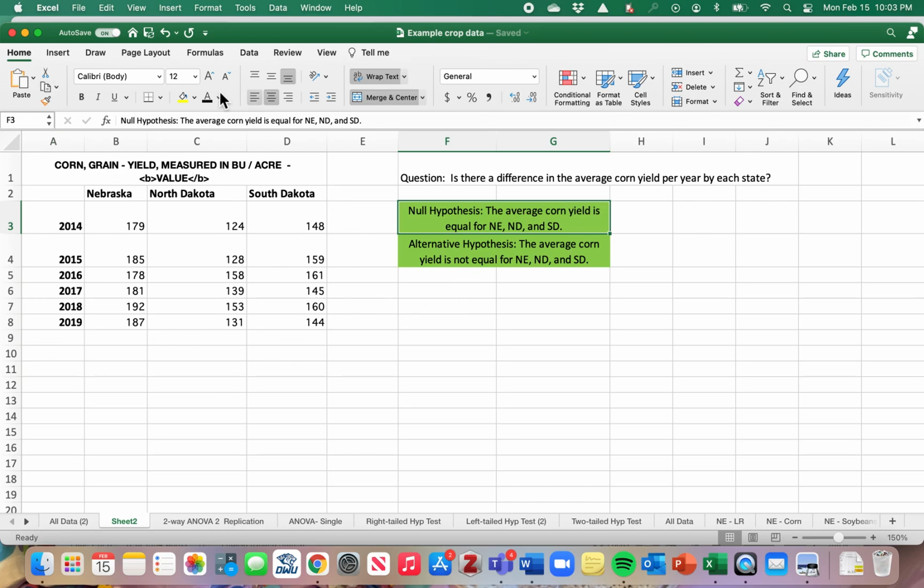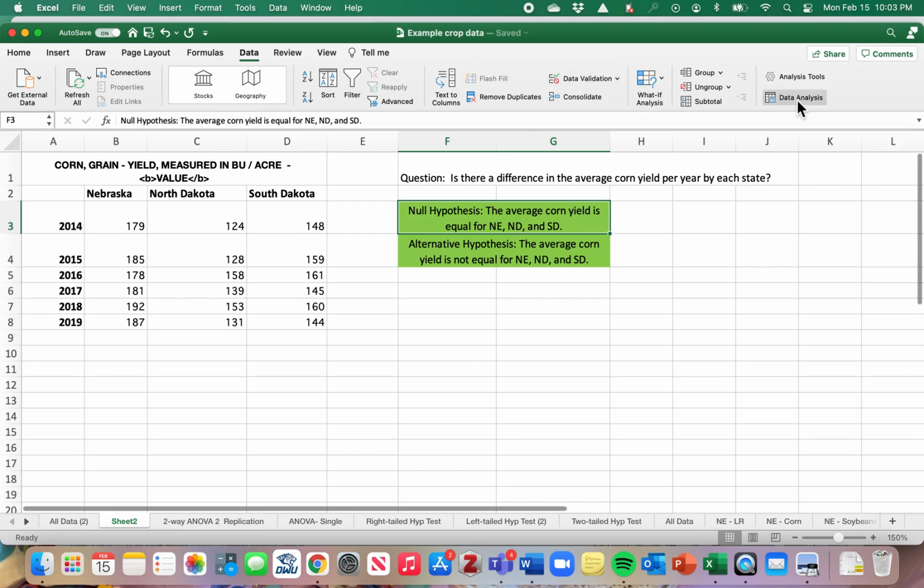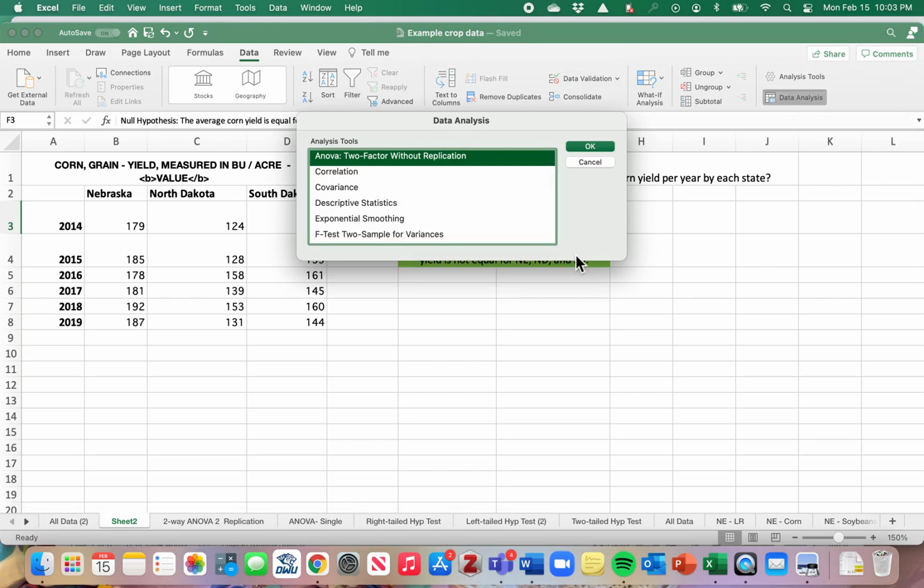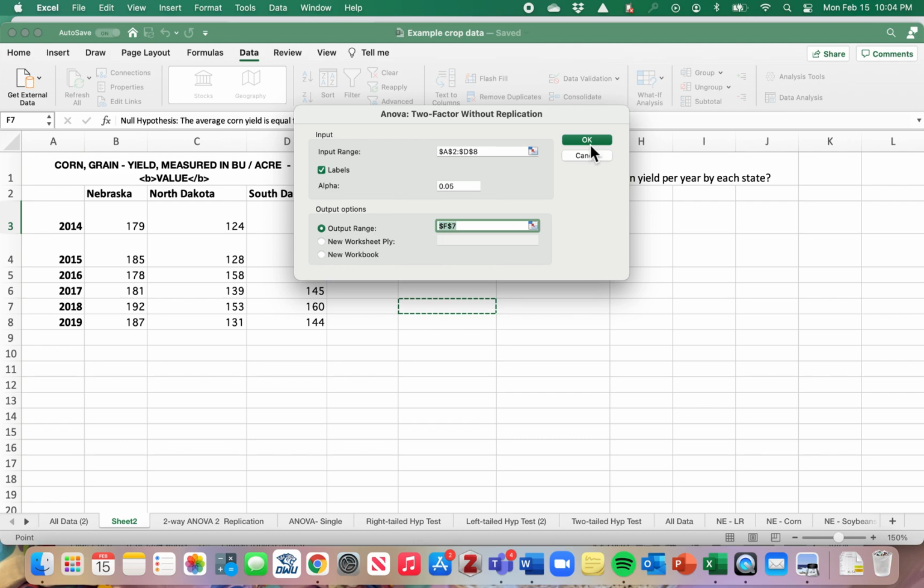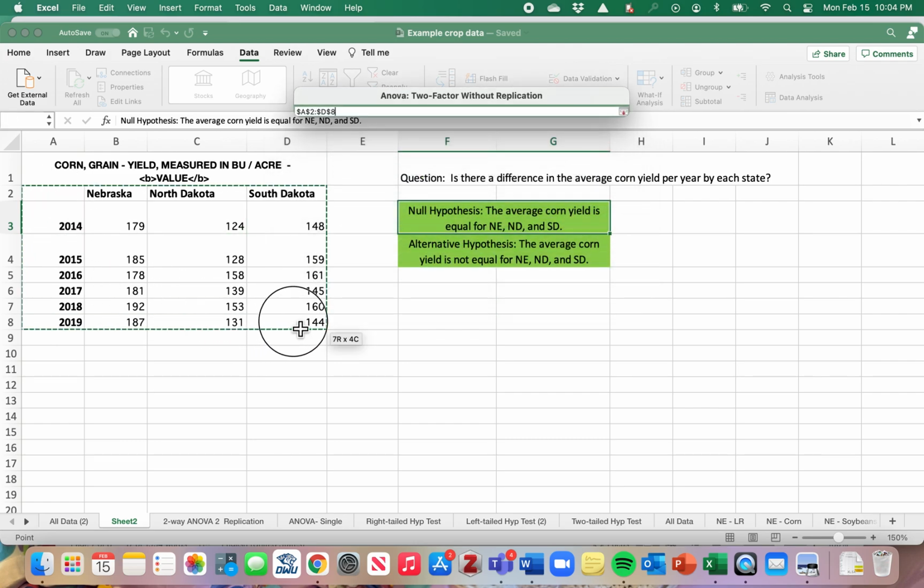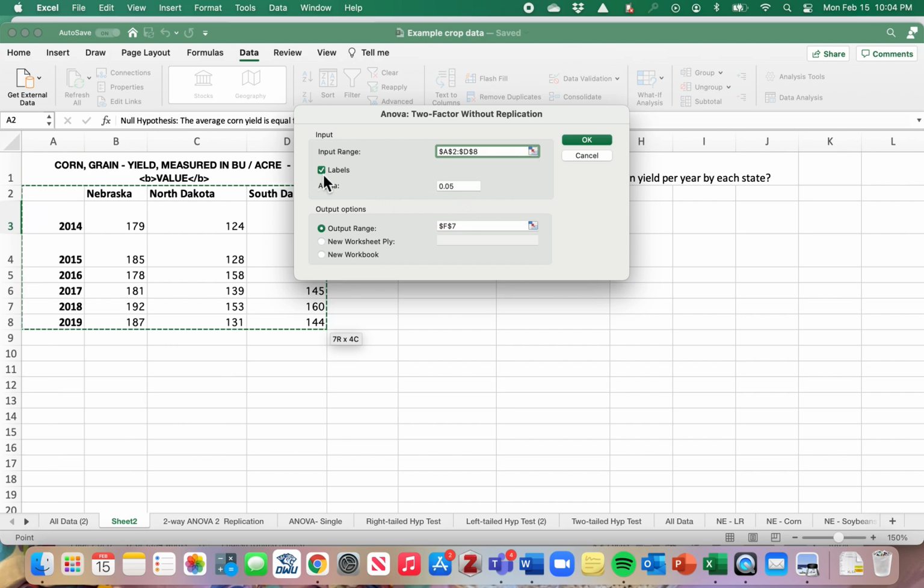So in order to calculate this, we're going to use our data tab and that data analysis tool. Again, this looks a little bit different if you're on a PC, but we've used the single factor, so now we're going to use two-factor without replication. Replication would be if we had multiple data points for each year. So since we only have single data points for each year, we're going to go without replication. And we want to make sure our data set is A2 through D8. Make sure that labels box is checked and that our alpha is 0.05 because we're going to use that 95% confidence. And then for output, we're just going to go with F7 so that it's on the same page so we can see it.